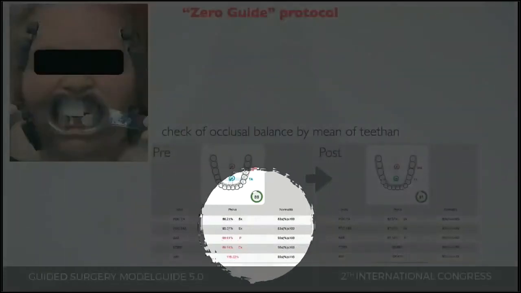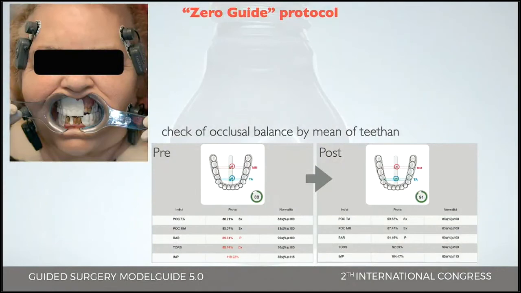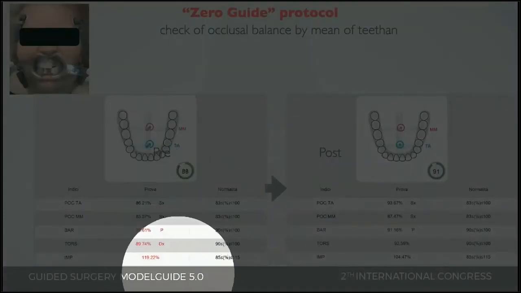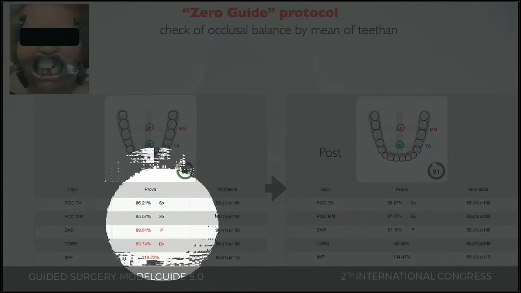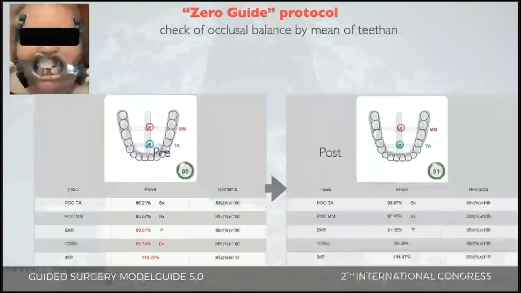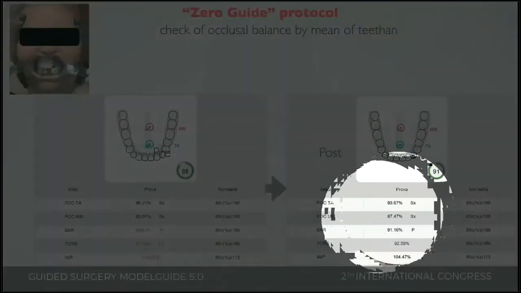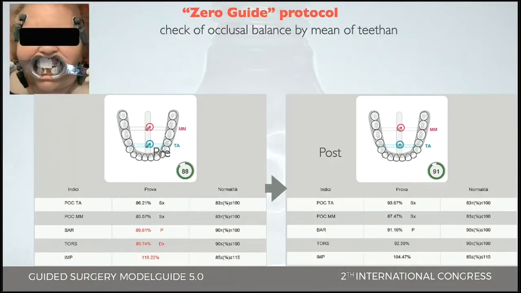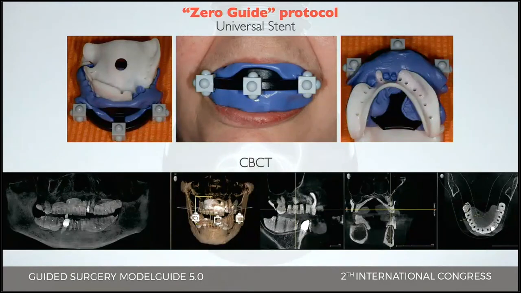These are the values with my try-in at the start, the pre and the post. Just a few checks, a few bars, and everything looks amazing. Okay, from the muscles point of view, this is the Teethan.